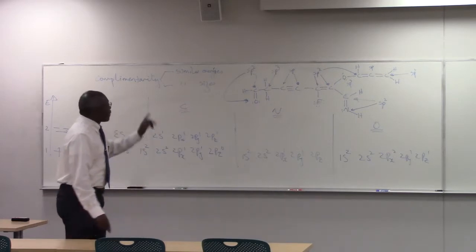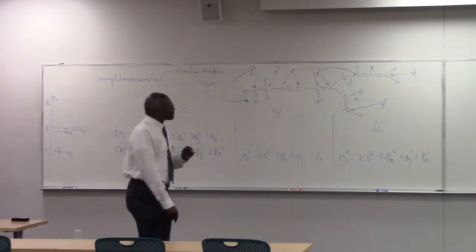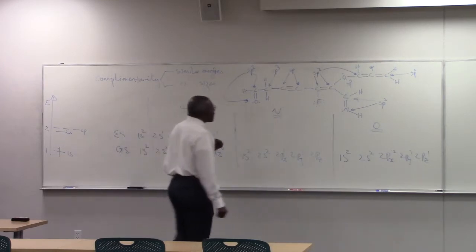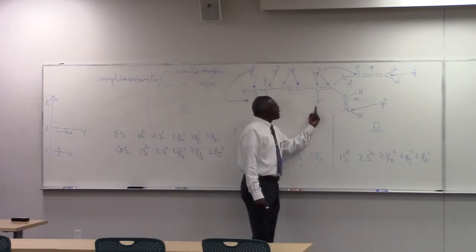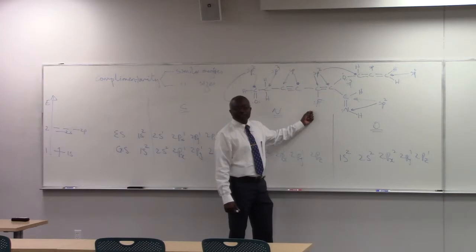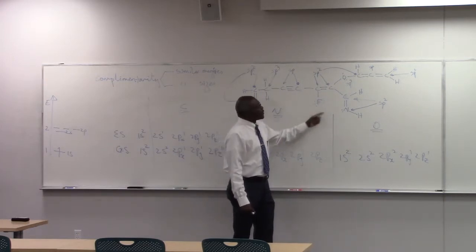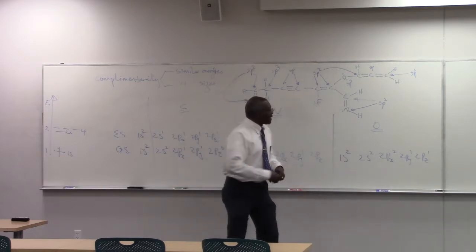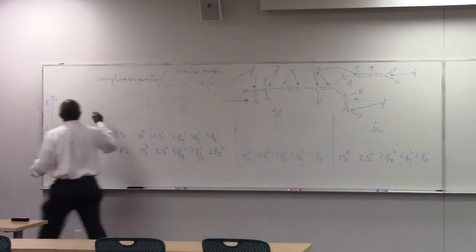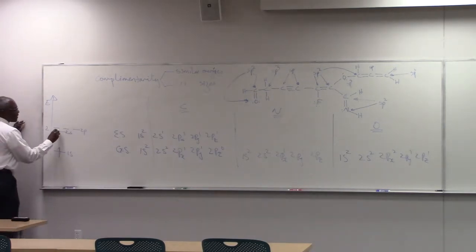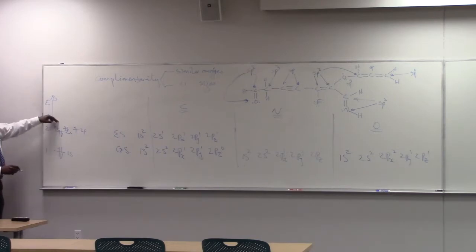Okay. What about the fluorine? Well, ordinarily, what I would say is the fluorine forms no pi bonds. Therefore, with F, F is 1s2, 2s2, 2px2, 2py2, 2pz1.